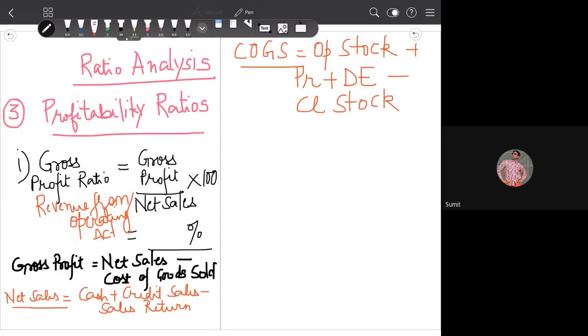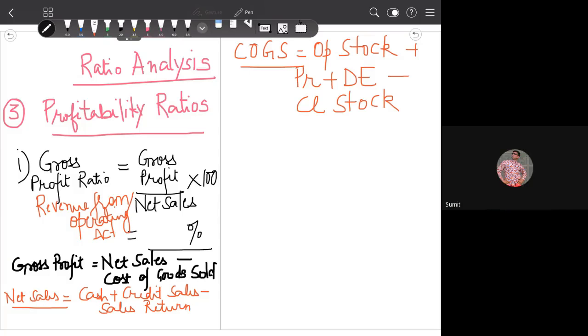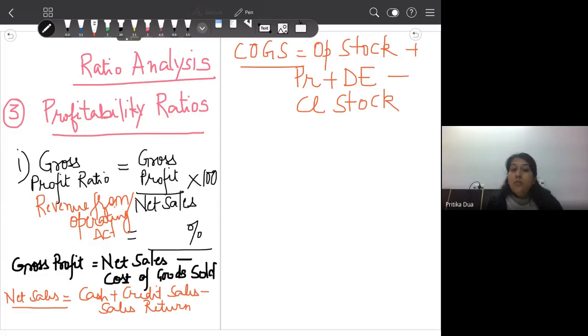And what's that COGS like? Cost of goods sold. So for generating revenue, how much cost have you incurred? All the direct cost related to the production activities.